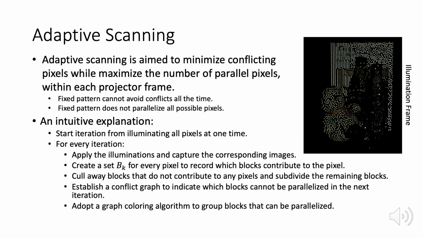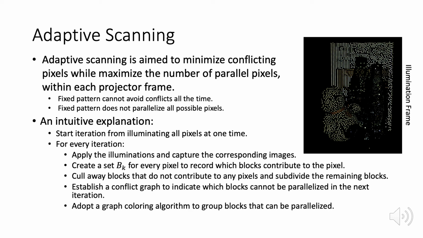In addition to the fixed pattern scanning, they also proposed an adaptive scanning, a more intelligent way to parallelize this process. It's an iterative algorithm which starts the iteration by illuminating all the pixels at one time. For every iteration, they apply the illumination and capture the corresponding images.